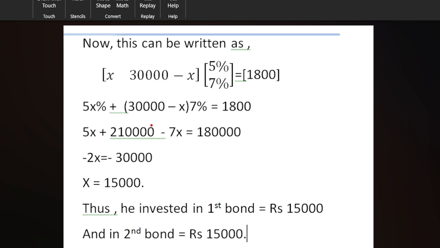That means we can write it in matrix method. We are having two bonds, so first bond x, second bond 30,000 minus x. So we are writing a row matrix. Then we are writing a column matrix of interest 5% and 7%: first bond 5%, second bond 7%. So when we multiply first with first plus second with second, we'll get x equal to 15,000 and second bond also equal to 30,000 minus 15,000. So in this way we can use matrix multiplication in solving some problems.